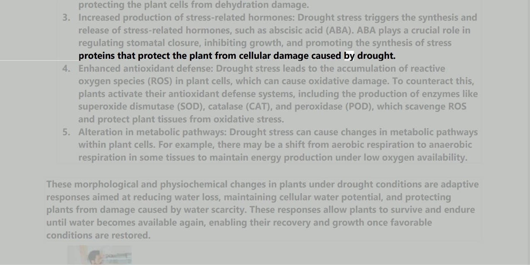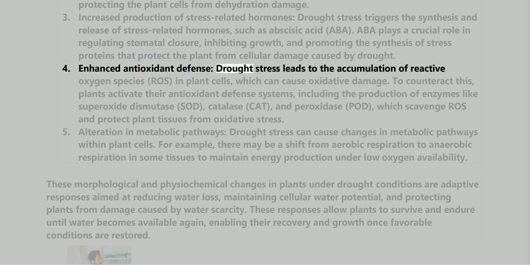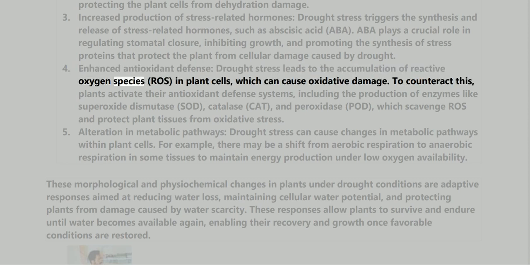4. Enhanced antioxidant defense. Drought stress leads to the accumulation of reactive oxygen species, ROS, in plant cells, which can cause oxidative damage.